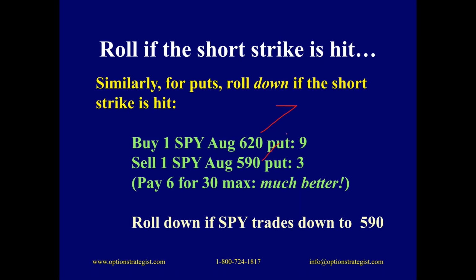On puts, if we're going to start out today, we'd buy at the money, the 620 put, and I'd sell 30 points lower. With puts, because of the way that options are priced with the log normal distribution, this put spread only costs 6 points, and it can max out at 30. So that's a lot better risk reward ratio for the spread. So the spread makes a lot more sense with puts than it does with calls. In any case, if S&P or SPY were to trade down to 590, your lower strike, then you would sell that spread to buy a new one with both strikes 30 points lower. So again, roll if the short strike is hit.